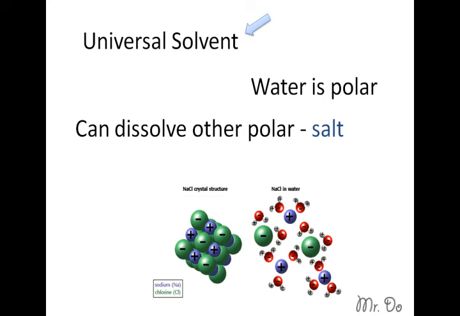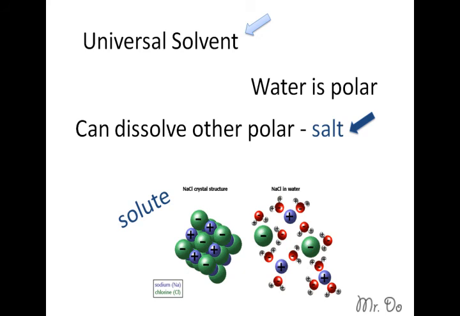Universal solvent, the word solvent means it dissolves other stuff. It is an agent that dissolves other stuff. What does it dissolve? It dissolves, in this case, solute. So NaCl, salt, is the solute. It's the thing that's getting broken up. It's the thing that's getting dissolved.